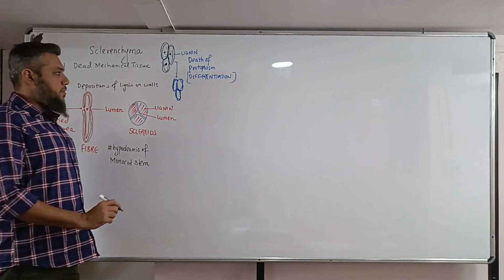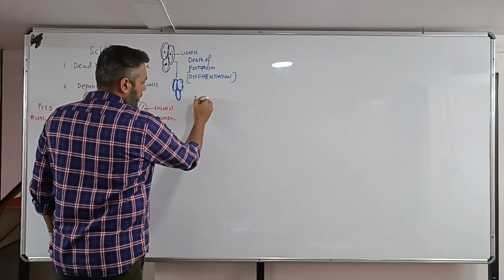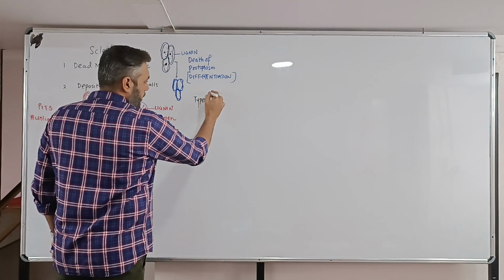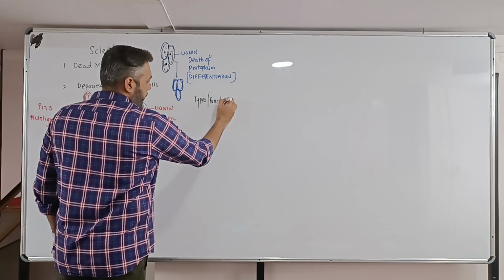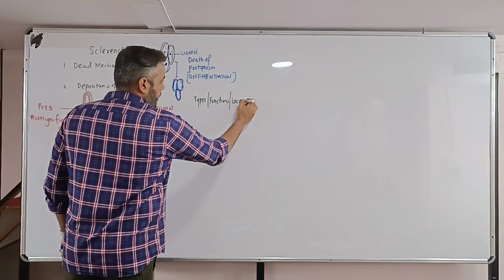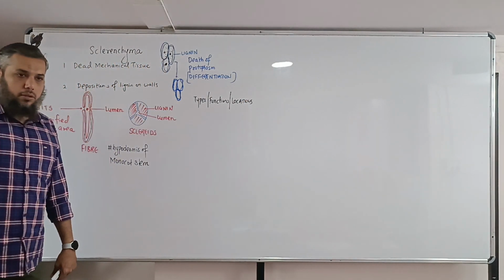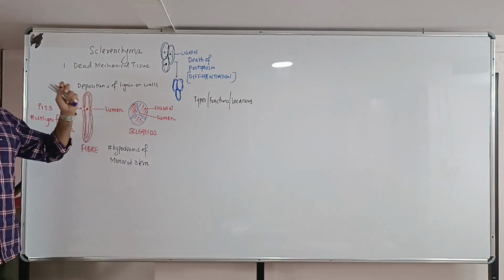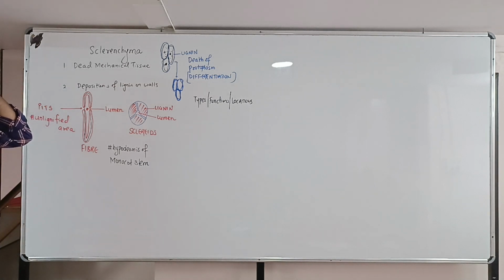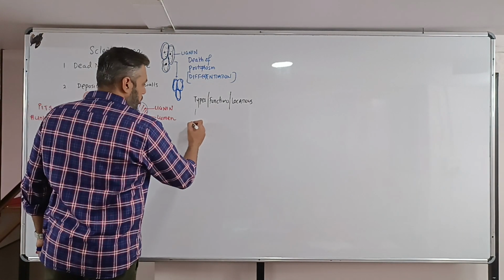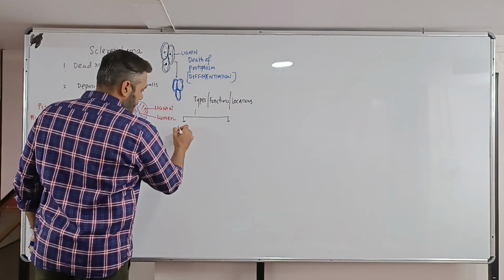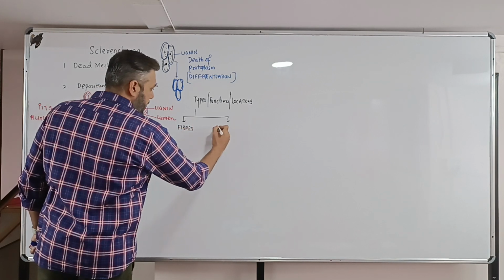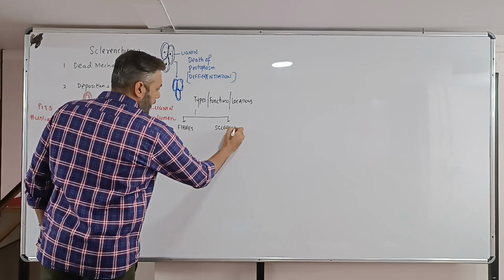So if I talk about the types and functions, along with their locations, then if you talk about the function, the function would be to give what, Bachelo? Mechanical support. That will remain constant because it's a dead mechanical tissue. Their types would be two types. What are they? Sclerenchyma fibers and sclerenchyma sclereids.